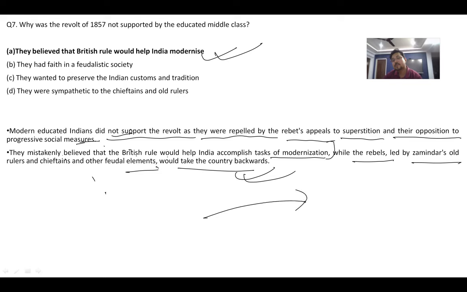So they thought the British would help modernize, but the extortionists, zamindars, chieftains, moneylenders and such elements would take the country backward. Because of that they thought, we will stay neutral, and so we did not support this uprising or revolt, so that the British can help India to modernize.